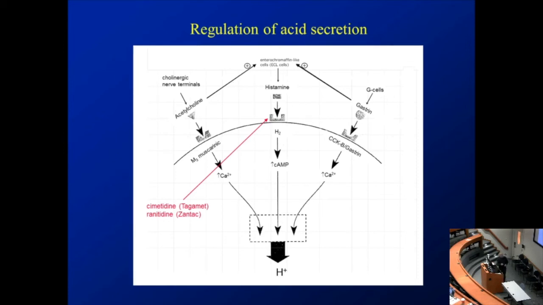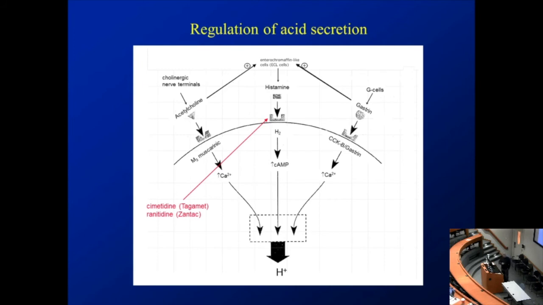This is the target site for another very common group of drugs that are used against excessive acid production. These are the H2 or histamine receptor type 2 inhibitors, such as cimetidine or ranitidine, probably better known under the names of Tagamet and Zantac and so forth. There's a whole bunch of those.